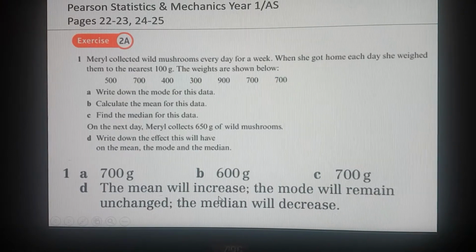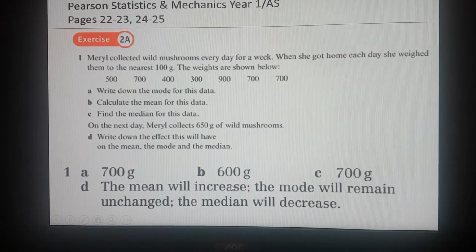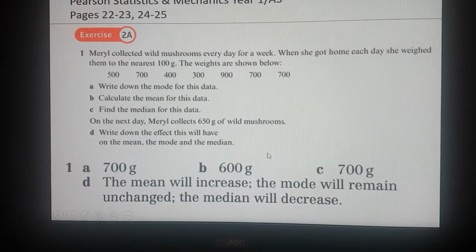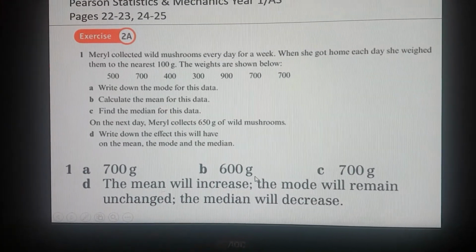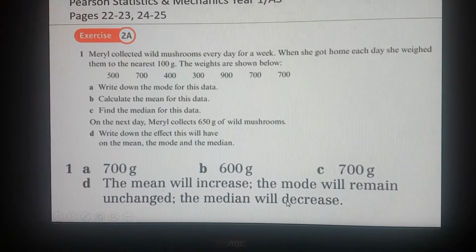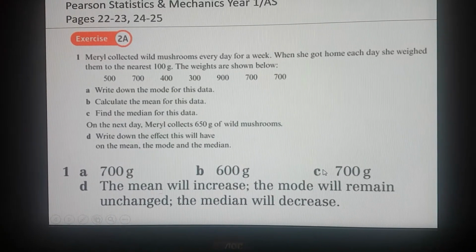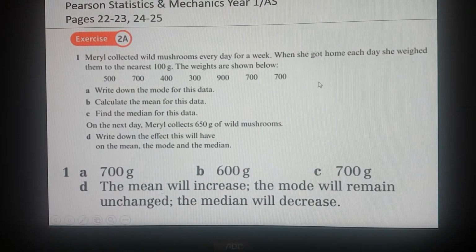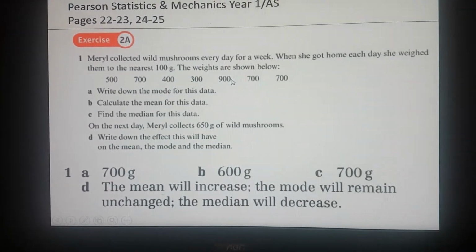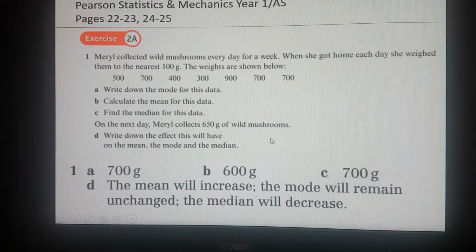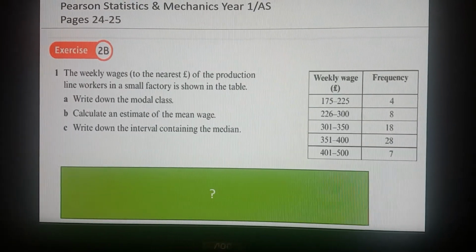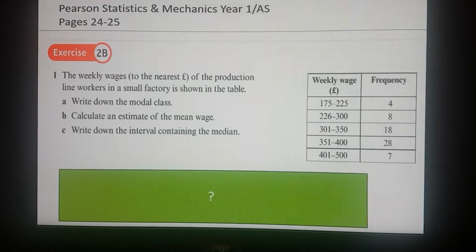The mean will increase. Why will the mean increase? Because previously it was 600. If we add a value 650, it will go above it. Obviously, the mode will remain unchanged. The median will decrease, okay, because before it was 700 and now we have another value below it, so it will decrease. That's another example for you to practice using the calculator.